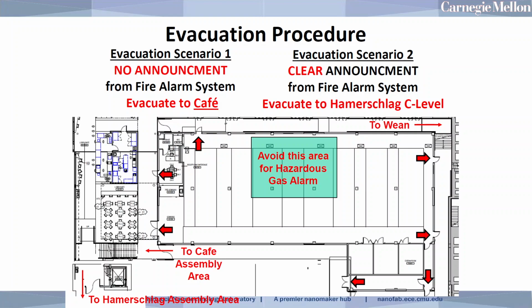You would evacuate into the cafe area and just hang out there until either Nanofab staff comes by, or EH&S or campus police or whoever. And you should never re-enter after an emergency unless you've gotten clearance from EH&S or the Nanofab staff. This first evacuation scenario is really like if there is an exhaust alarm, which is just a local alarm.